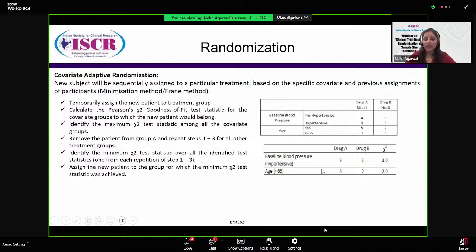Again, we assign that patient to group B. Okay, it's not like we just randomly assign to drug A or B. We assign to both the drugs, we calculate this chi-square statistic, and we pick the maximum chi-square statistic for each drug. Whichever is the minimum, then we assign the subject to that particular drug. So here you can see based on the covariates, based on the earlier randomization of the subjects, we are doing this assignment to the subject. So this is the frame method. The terminology itself says that based on covariate, you are adapting it and then you're doing the randomization.